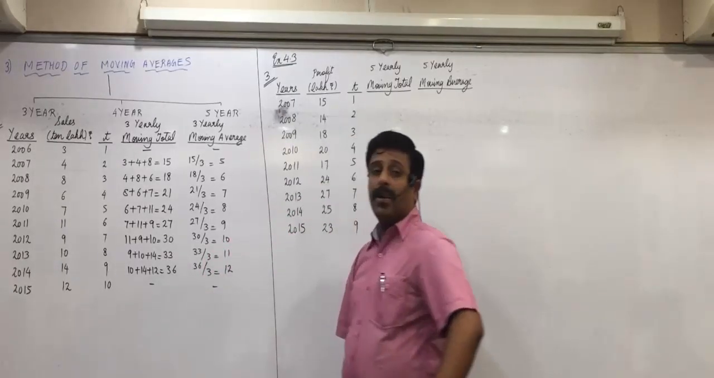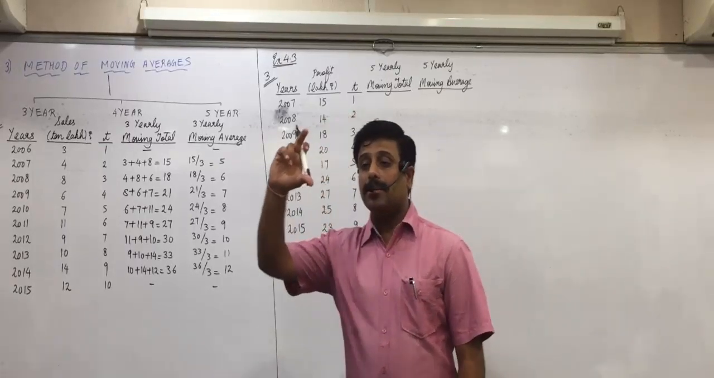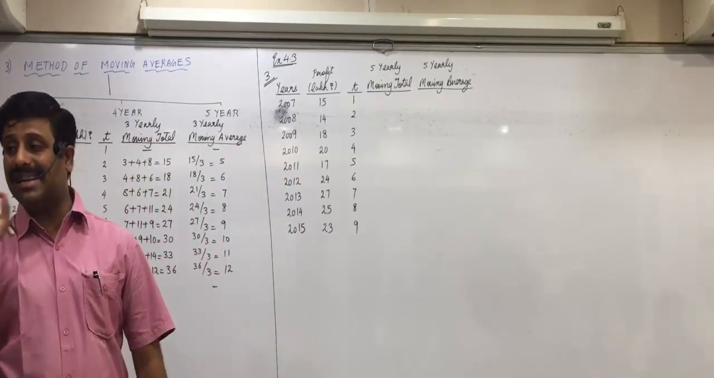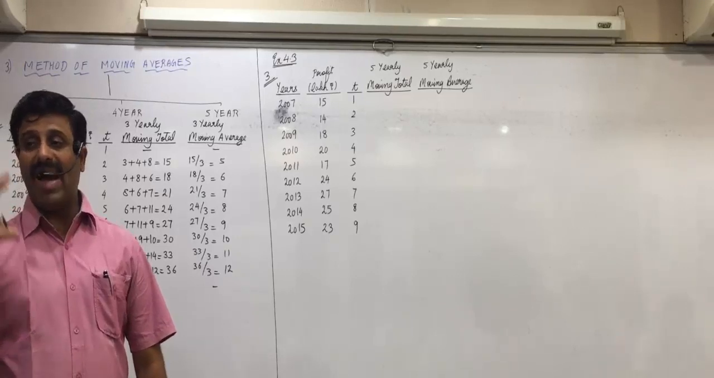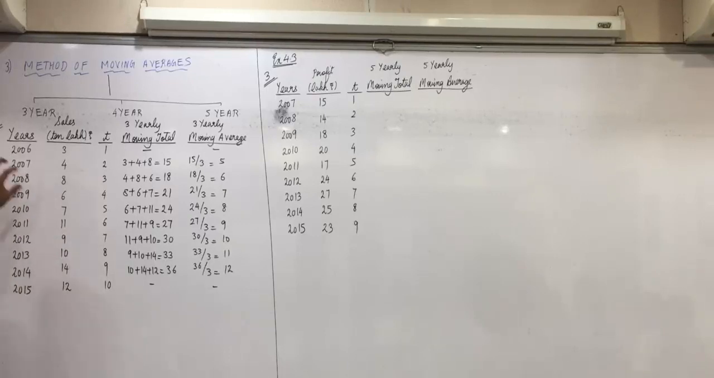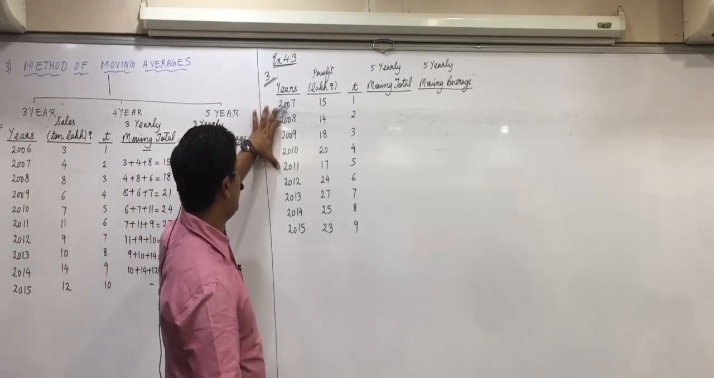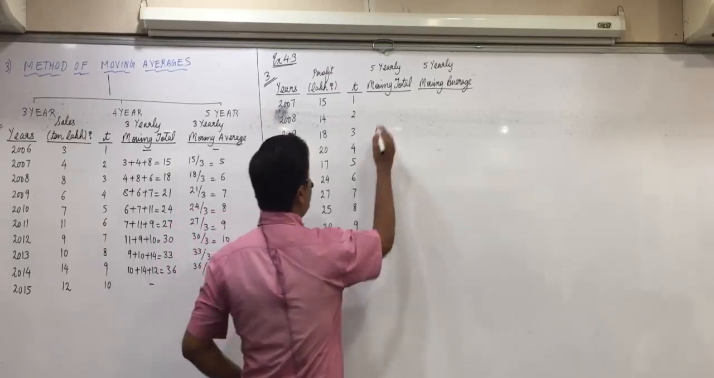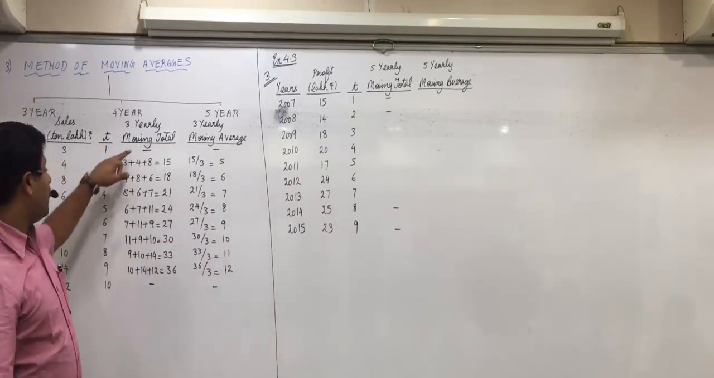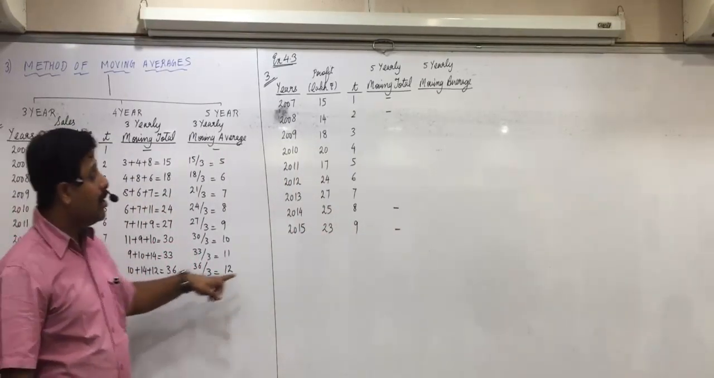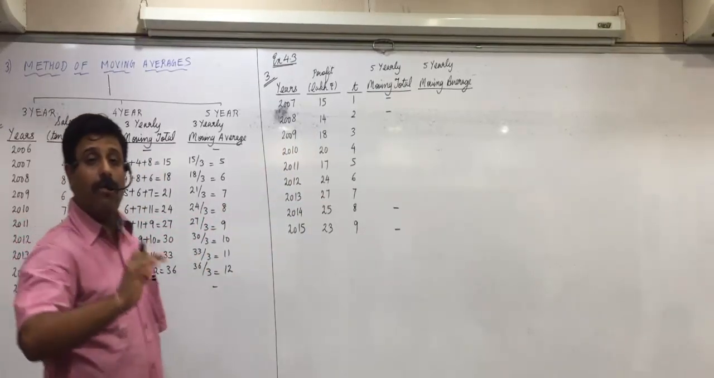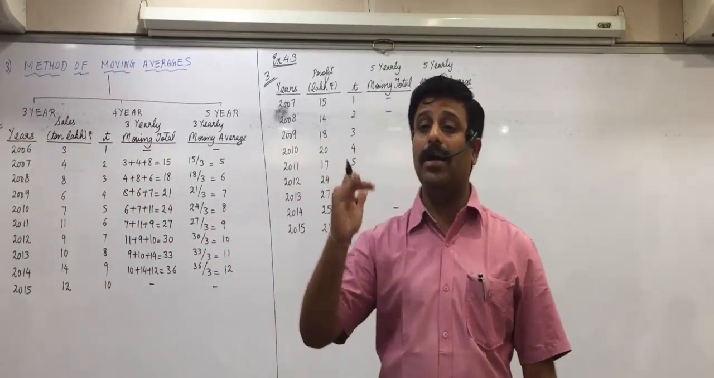Now be attentive. For 3 years, the middlemost year is the second year. But for 5 years, which is the middlemost year? 1, 2, 3, 4, 5. For 5 years the middlemost is the third year. First 2 years and last 2 years will remain blank, like your first and last remained blank earlier. Any confusion in that? Now we have to do every 5 figures total.